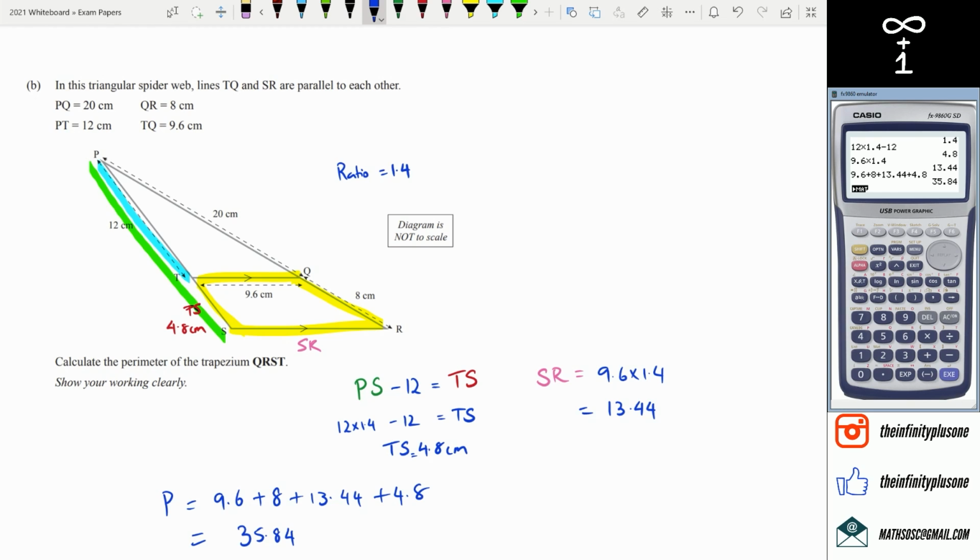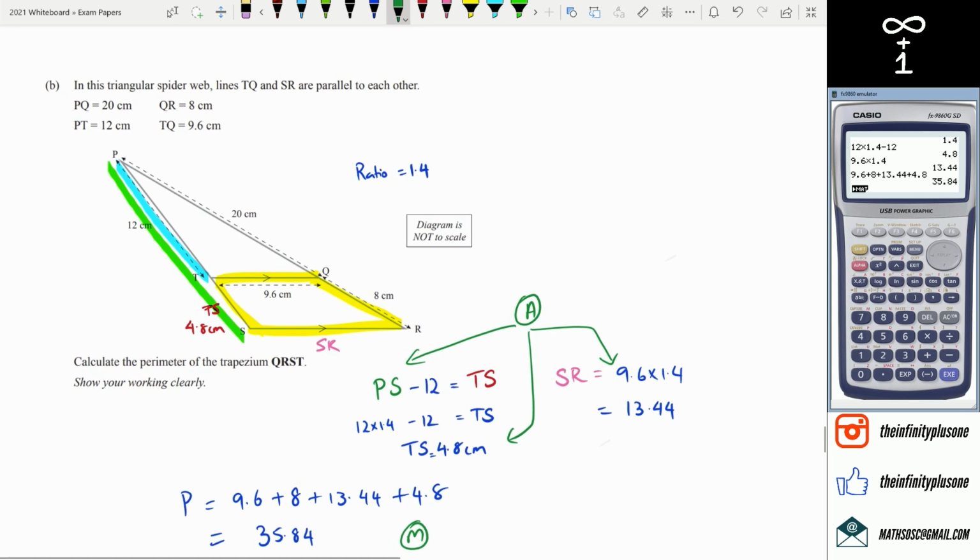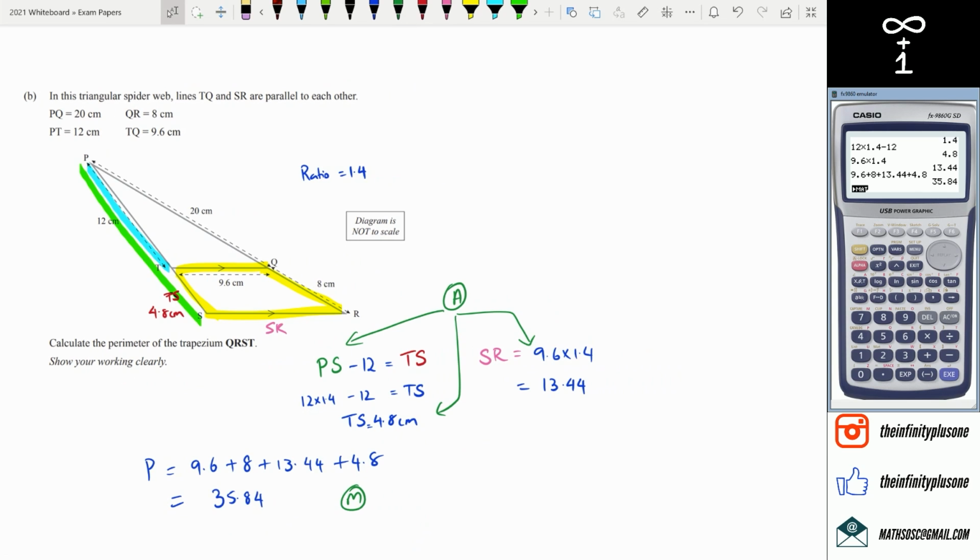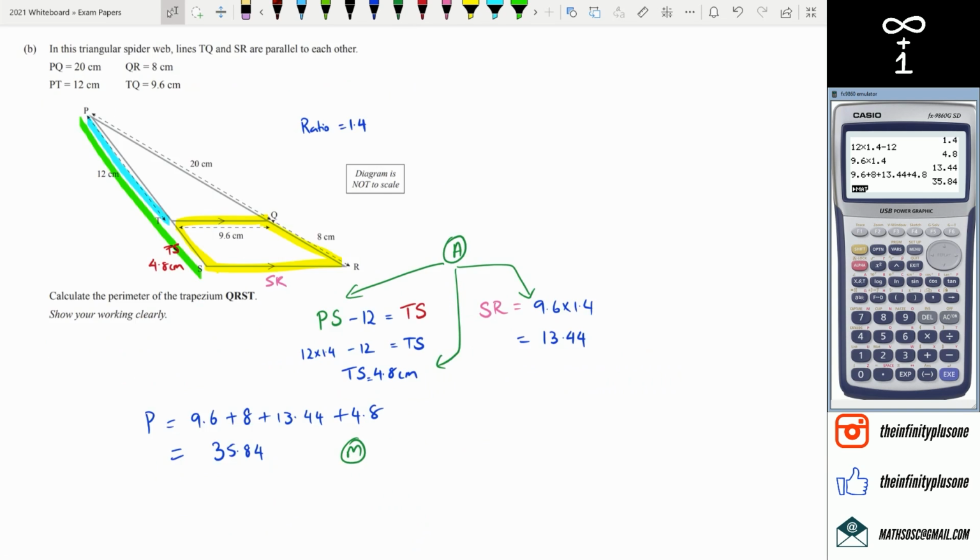Okay, so we don't actually need to justify that it's similar triangles, so we can just leave it as it is. Grades wise, the final perimeter is going to get you a merit. Getting one of these lengths is going to get you an achieved. So that could be PS, 4.8, or 13.44. That's what's going to get you an achieved for this question. Cool, so let's go to question C.